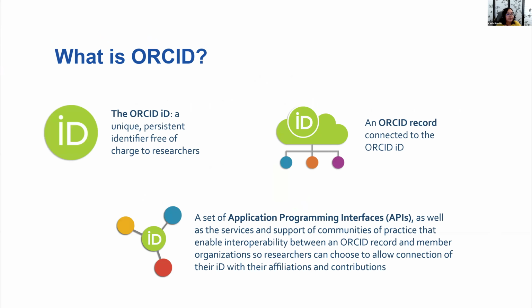Next slide. There are three main components that make up ORCID. The ORCID ID, which is the unique persistent identifier that is free of charge to researchers and individuals. The ORCID record, which includes information about the individual from their employment history, education, works, as well as many more things. And the ORCID API, or Application Programming Interface. The ORCID API allows the research community to work collaboratively with ORCID by allowing connections between the ORCID record and member organizations. We'll go into more detail about the ORCID API later in the presentation.